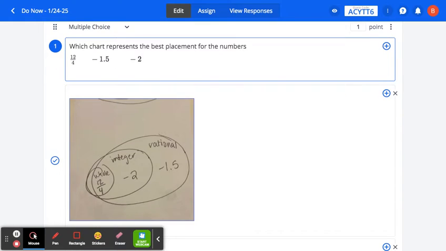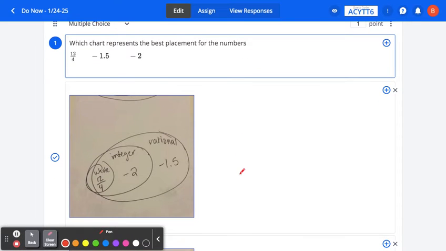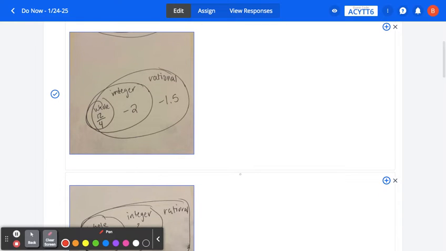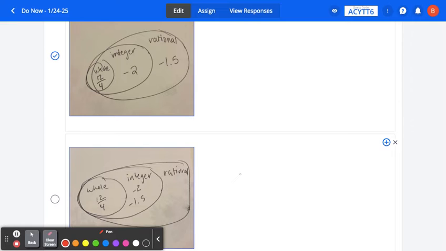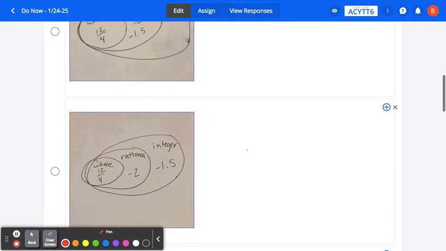Okay, guys, we are going to review the do now. For the first question, we need to look at these problems here, where it says which chart represents the best placement for the numbers. What I want you guys to pay attention first and foremost is, do the circles match what we normally see? Yes, we are missing the natural numbers from all our answer choices.